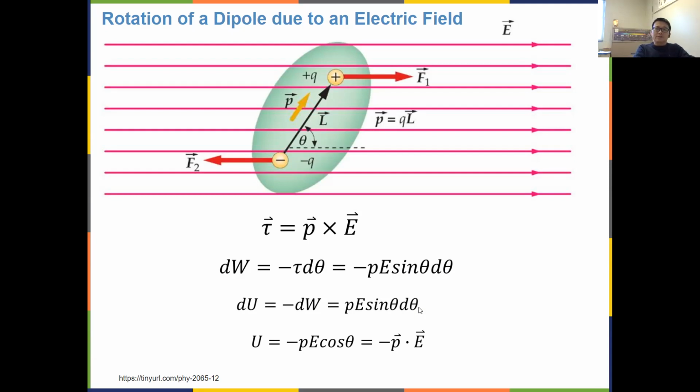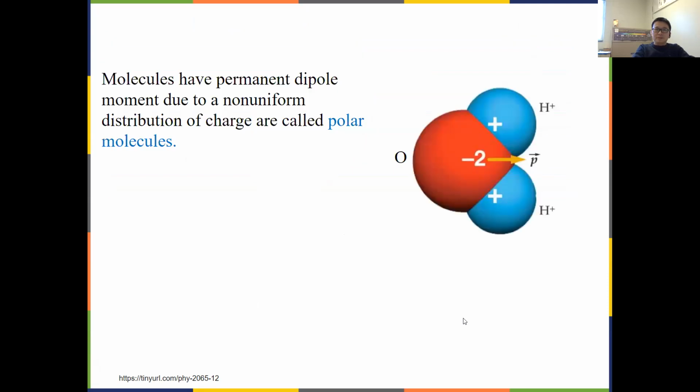All right. So then you integrate both sides of the equation to get the potential energy. So potential energy will end up as minus PE cosine theta, okay? So then that'll be minus P dot E. All right. So in chemistry, when we talk about molecules, a lot of molecules will have a dipole moment, okay? So that's then called a polar molecule.